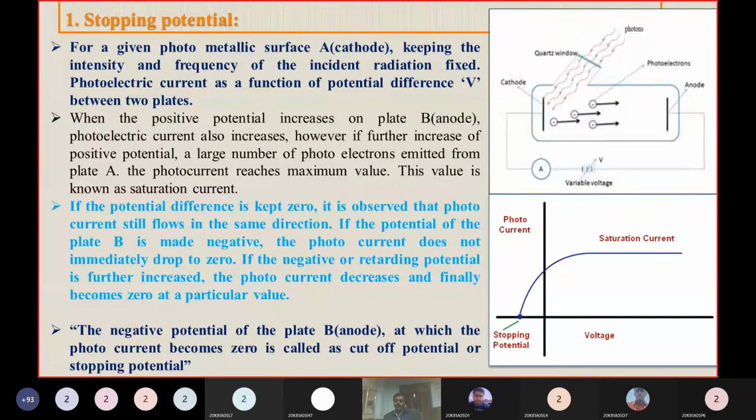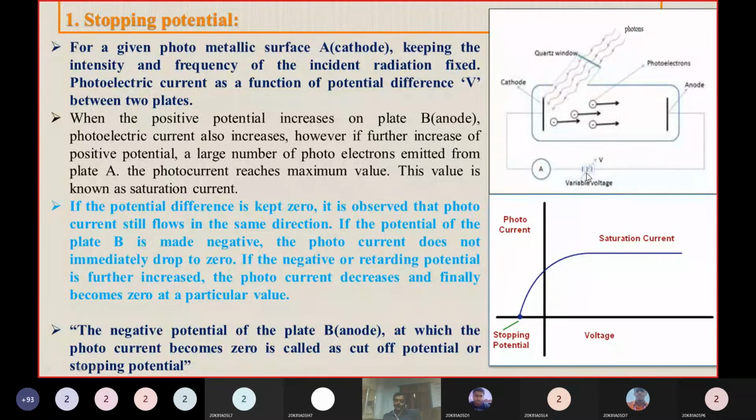So now what happened here? When light is incident here, electrons will be ejected. Those electrons reach this plate, from cathode to anode. So current is passing through the circuit.